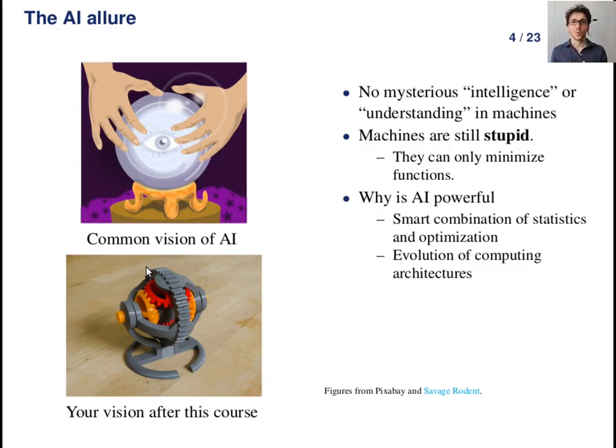So we have to have clear in our mind that even if we talk about artificial intelligence, there is no real mysterious intelligence in machines, and machines will never be able to understand. These are just simplifications. The reality is that machines are still stupid as they were before. All that they can do is just to minimize or maximize functions. That's all.